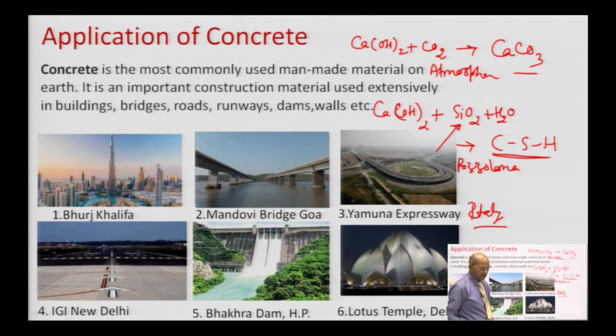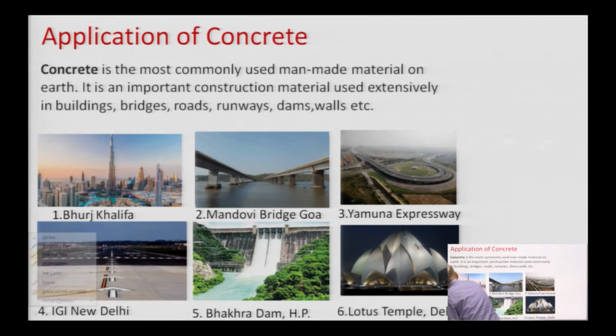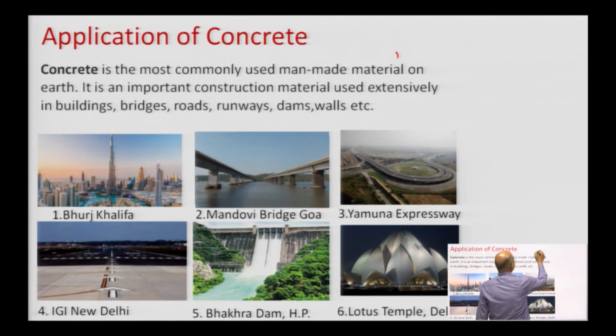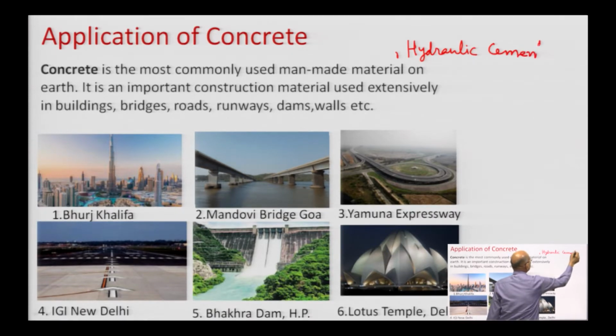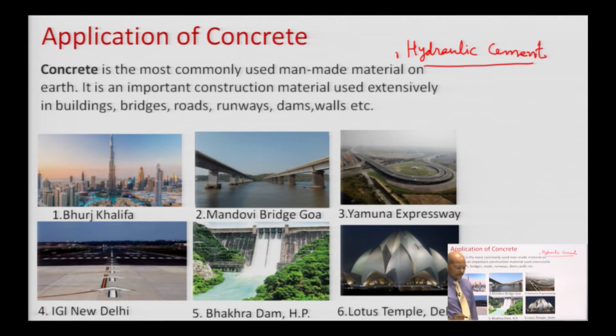Then came the development of hydraulic cement. This is the modern cement. Hydraulic cement is nothing but modern cement, and the credit for the development of hydraulic cement goes to Joseph Aspdin. So, who was Joseph Aspdin?